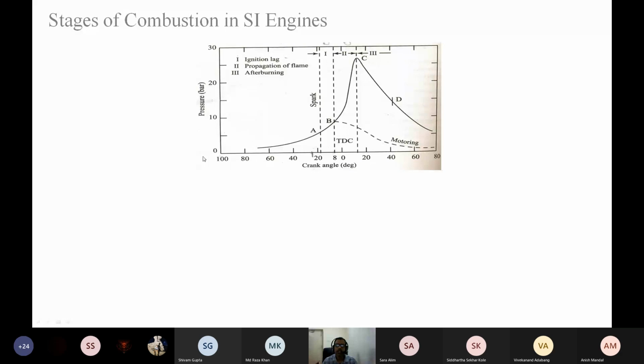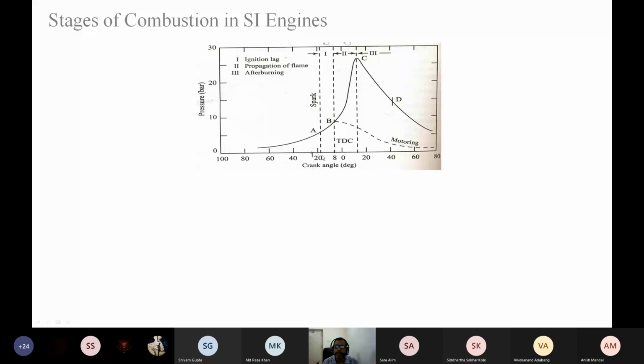Therefore, on the x-axis, the crank angle has been varied from minus 100 degree crank angle to 80 degree crank angle. Or in other words, 100 degree before top dead center to 80 degree after top dead center. 0 is representing the top dead center. So minus 100 to 0, the piston is moving up during the compression stroke.